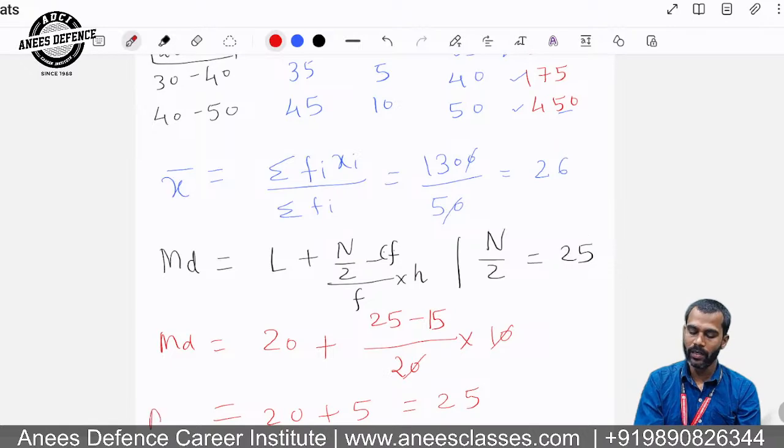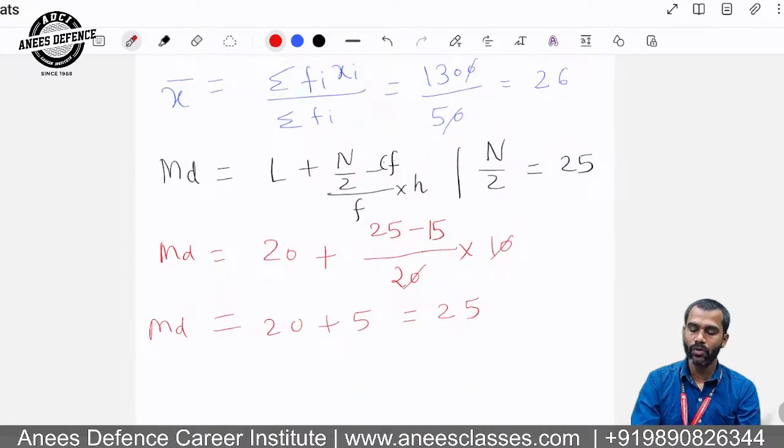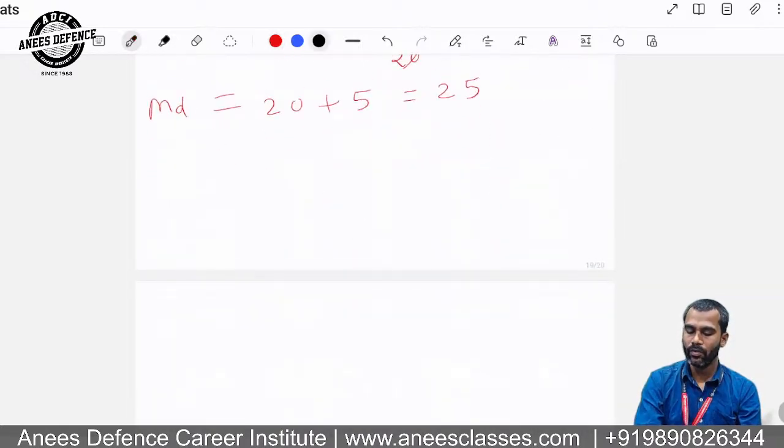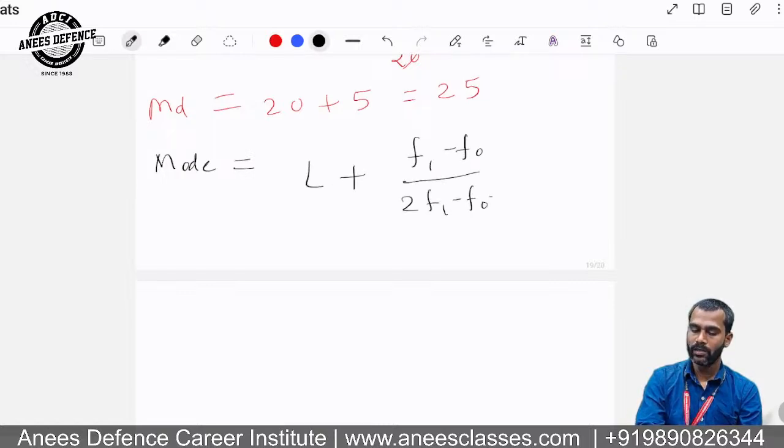So median we are getting 25. Yes or no? Now we need to find out mode. What is the formula? Tell me one more time. L plus (F1 minus F0) divided by (2F1 minus F0 minus F2), into H. Yes or no?